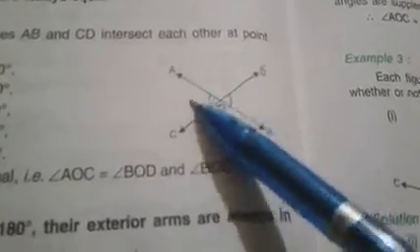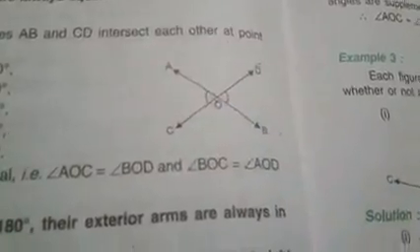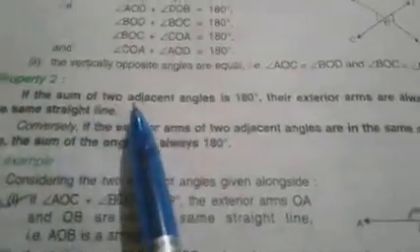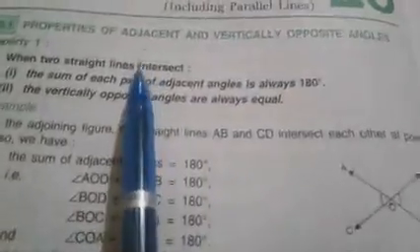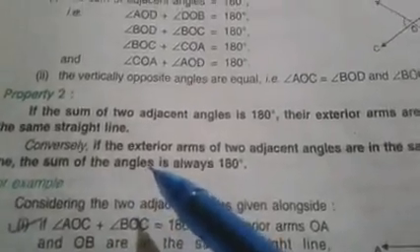This means if the sum of two adjacent angles is 180 degrees, the opposite arms will always be straight. This is what is said in property number 2. Whatever we have studied in property number 1, property number 2 is the converse of it.